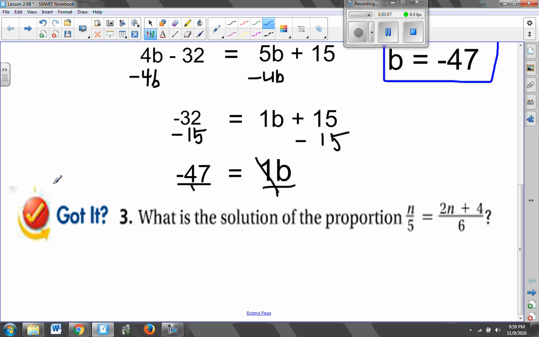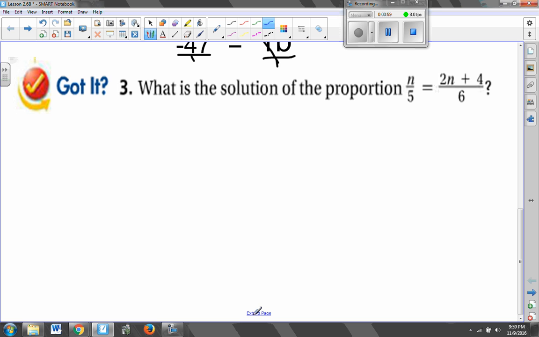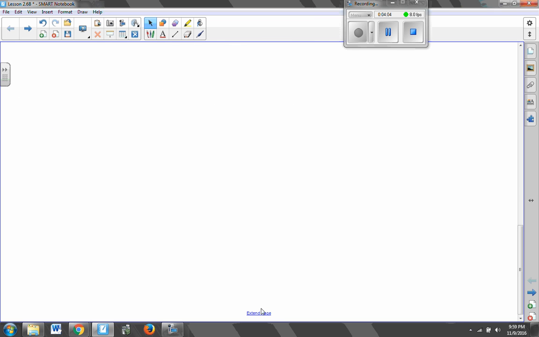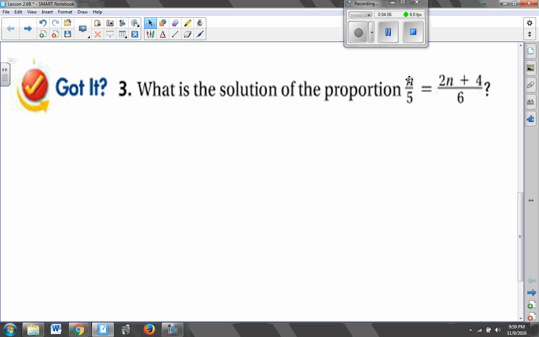All right. I have one here I'd like you to try on your own. Find me, please, the solution to this proportion, where you have n over 5 equals 2n plus 4 over 6. Okay? Cross multiply, set up an equation, and solve. Then come on back, and I'll show you what we should have.